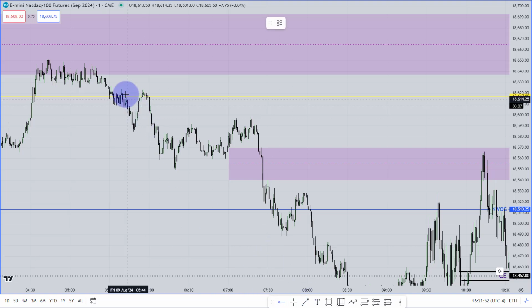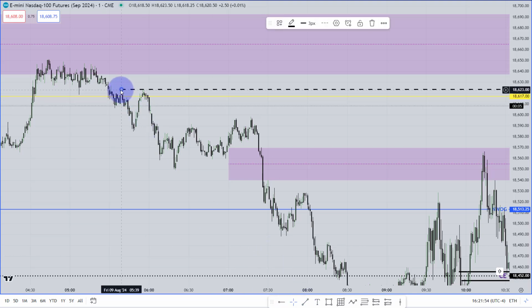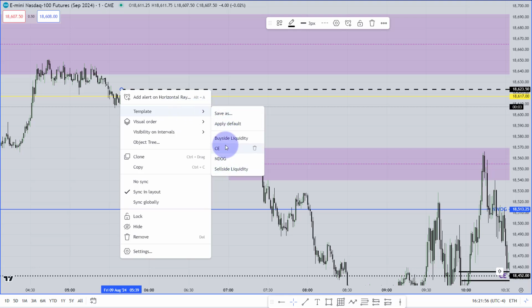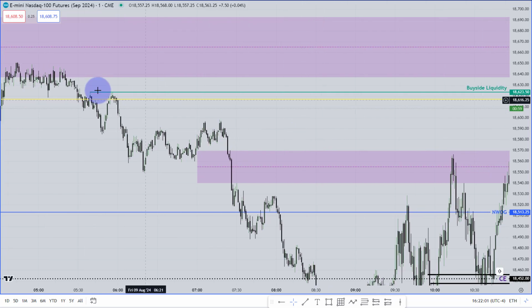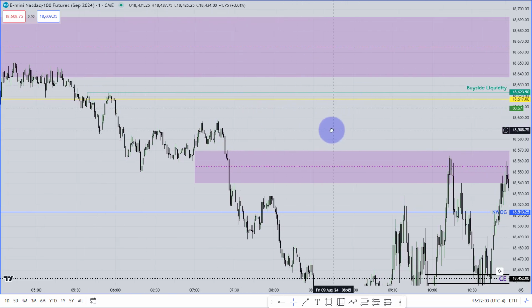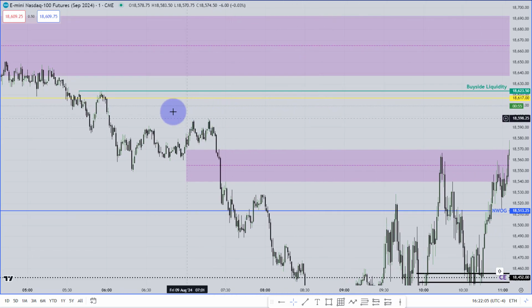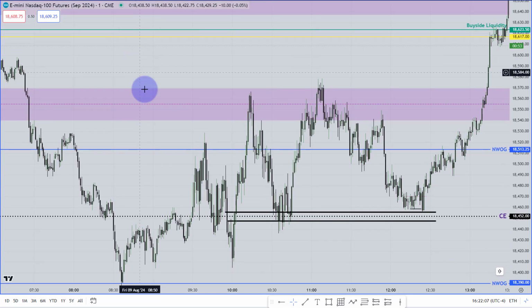So as I can see, I have these relatively equal highs, and that's very clean, very perfect, very smooth, relatively equal highs. I'll just mark that on as my buy side liquidity. Also, this is also buy side liquidity. You can also mark that on if you want.